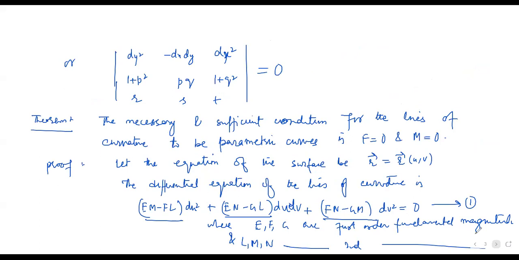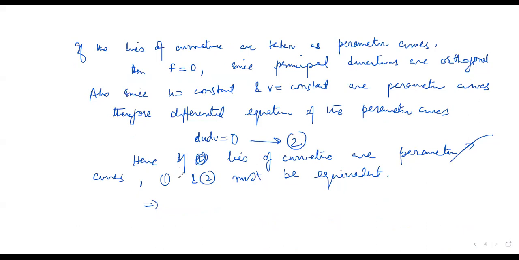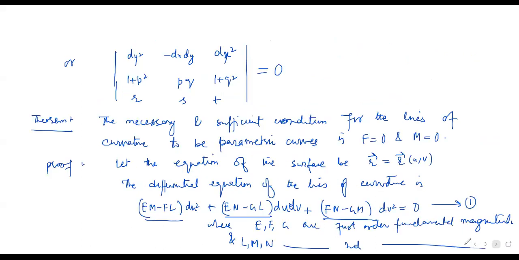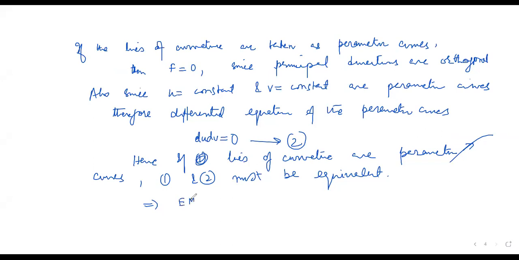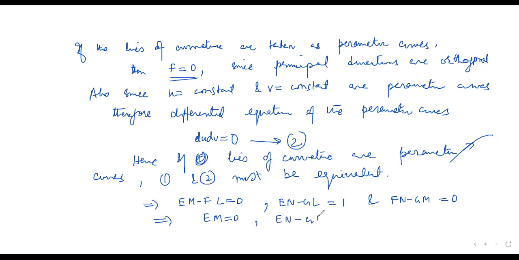So that would give me: EM − FL must be equal to 0, then EN − GL must be equal to 1, and FN − GM should also be equal to 0. But if I take them as parametric curves, F in any case must be 0. So F being 0 means EM must be equal to 0, and here EN − GL must be equal to 1.